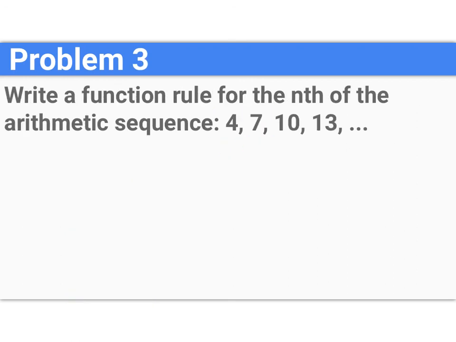Okay, write a function rule for the nth term of the arithmetic sequence. So we're adding 3 here, adding 3, and adding 3. So this is arithmetic. Our first term is 4. So a sub n equals a1, which is 4, plus our common difference, which is 3, times our nth term minus 1. And that's what we got. And this is the nth term.